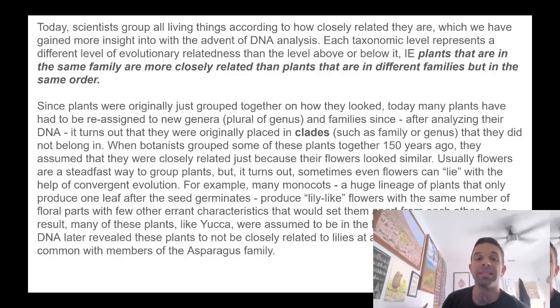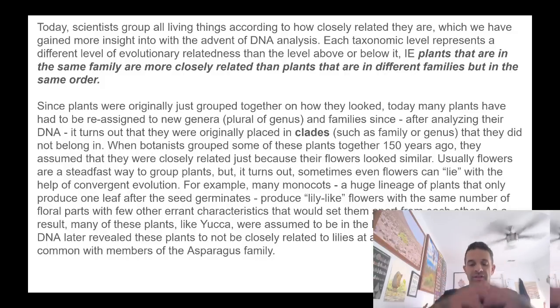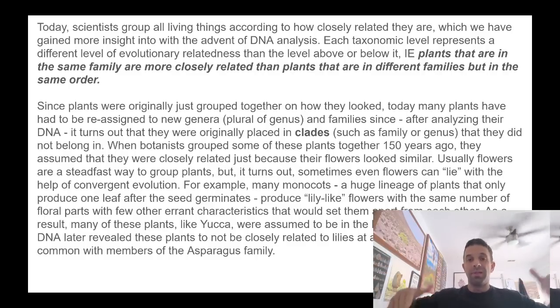Each taxonomic level represents a different level of evolutionary relatedness, okay? Order is a broader circumscription, a broader level of classification than the one below it, which is family. So order, family, genus, species. Remember that. Come up with your own acronym for it. Order, family, genus, species. Only firemen get stoned, all right? I don't know, whatever works.